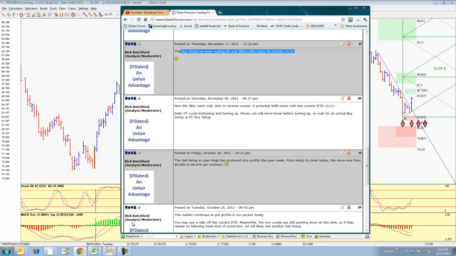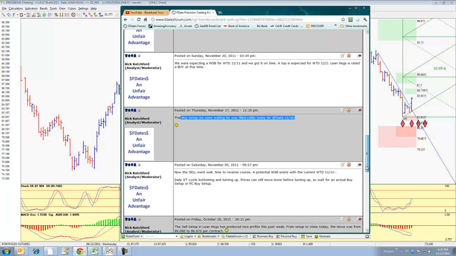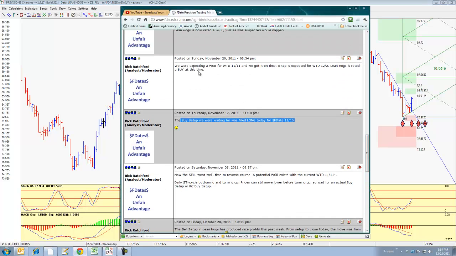Okay, and how long did we go up? Well, let's take a look. You can see here where it says we confirmed the weekly swing bottom of 11/11. We got it on time. A top is expected for week turn day 12/2. Lean Hogs is rated as a buy until we get up here to week 12/2.